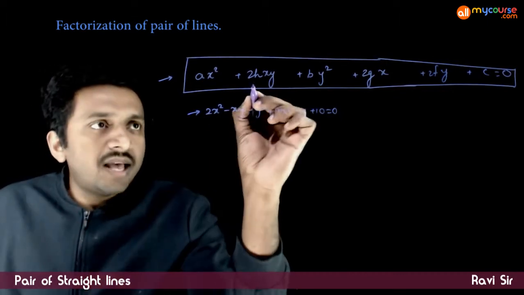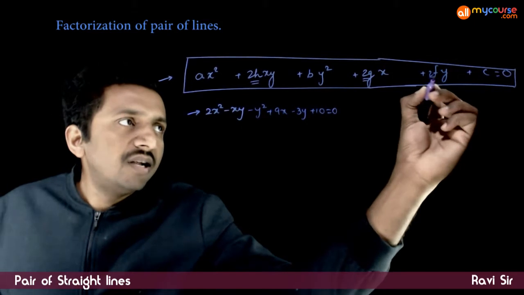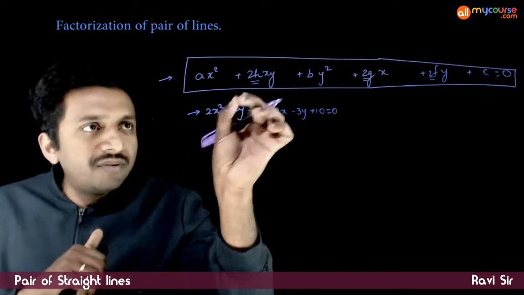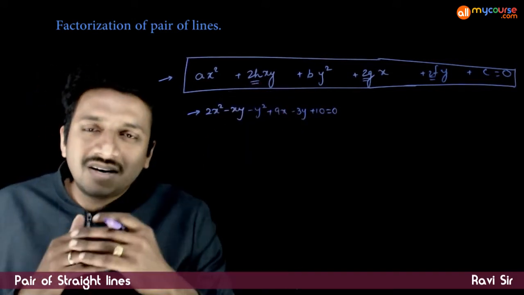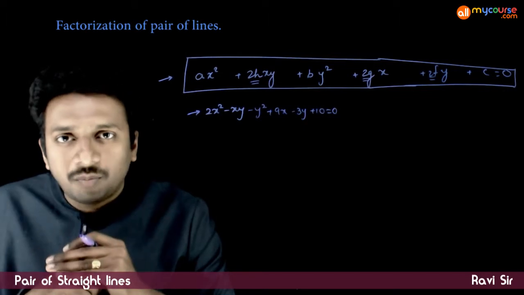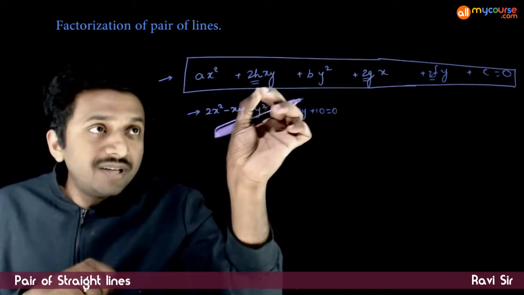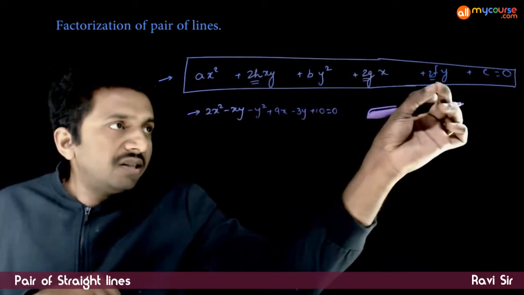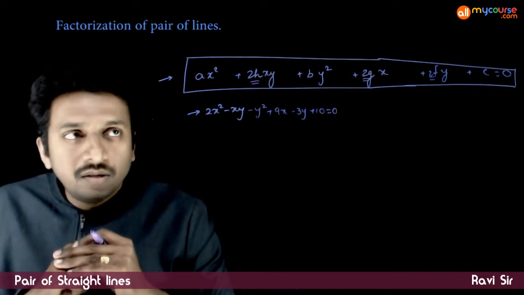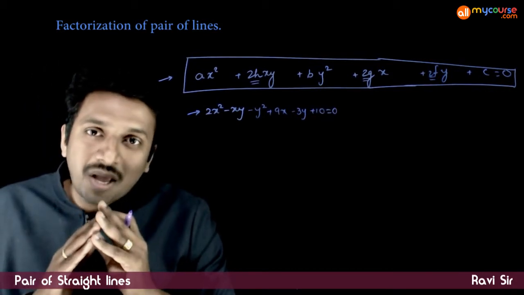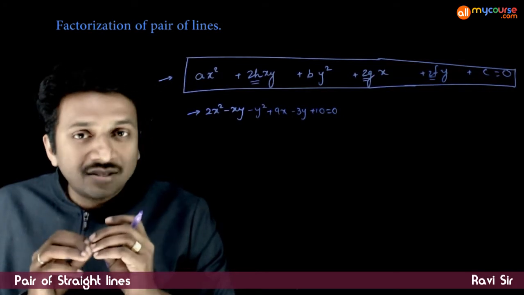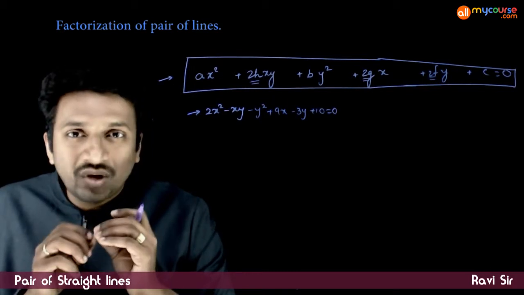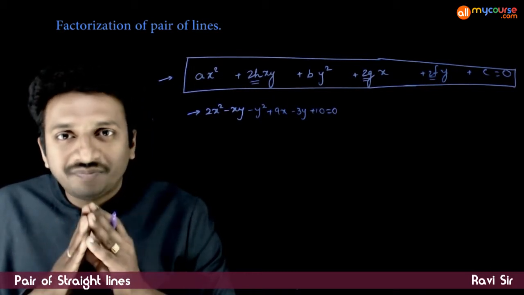You might be wondering why I am assuming these coefficients as 2h, 2g and 2f. You'll understand it later. If you assume this as 2h, it leads to certain simplifications when you derive the further formula. So for now, assume the coefficient of xy as 2h, the coefficient of x as 2g, the coefficient of y as 2f. So the general equation of the pair of lines looks like ax square plus 2hxy plus by square plus 2gx plus 2fy plus c is equal to 0.